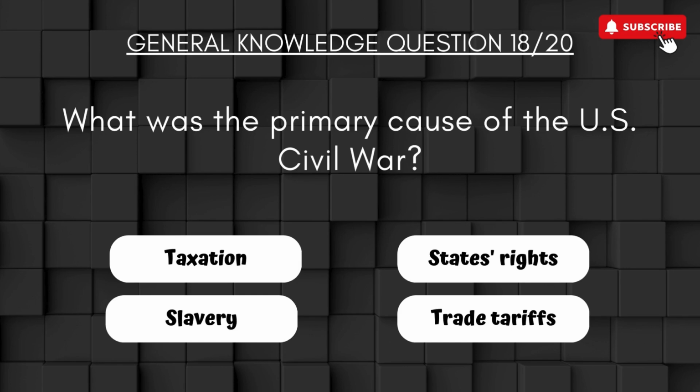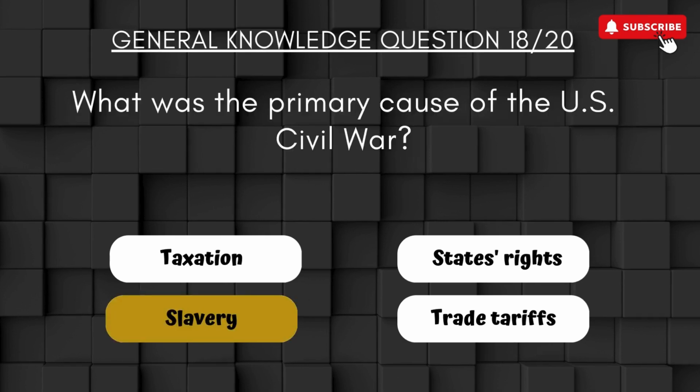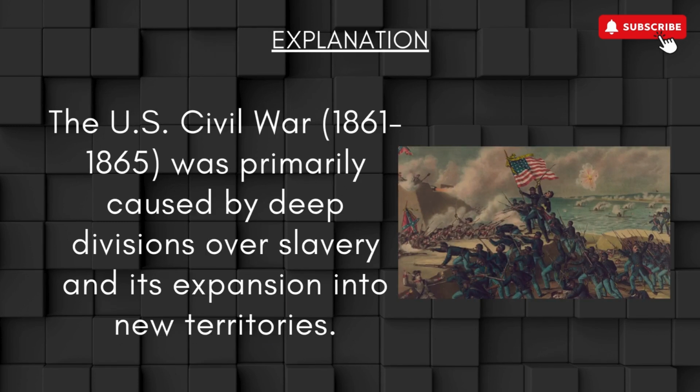What was the primary cause of the US Civil War? The US Civil War, 1861 to 1865, was primarily caused by deep divisions over slavery and its expansion into new territories.